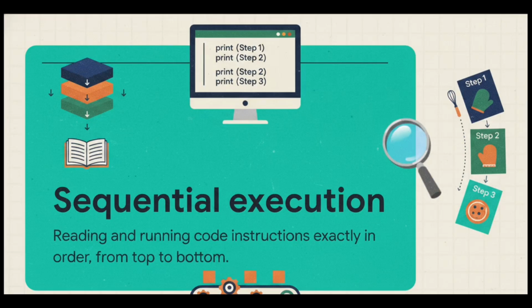And this brilliantly illustrates a really important concept called sequential execution. If you write multiple print statements, Python reads and runs your code instructions exactly in order, from top to bottom. Just like reading step 1, step 2, and step 3 of a recipe, the computer doesn't skip around. Understanding this execution flow is absolutely crucial because most programs work in a strict sequence of steps.